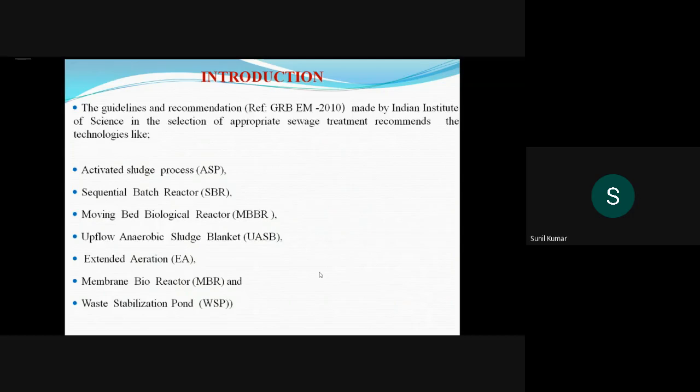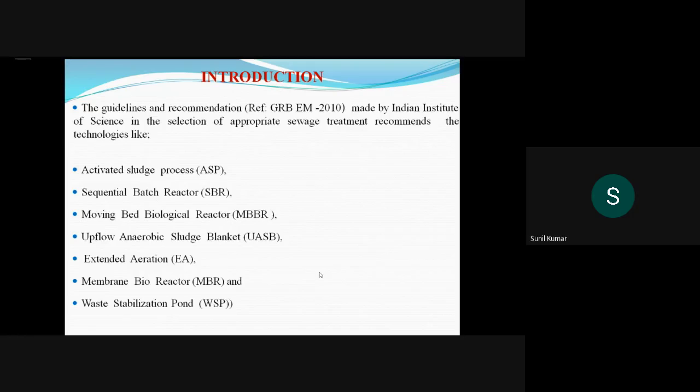Further, the Ganga rejuvenation plan, as I told you, considered several treatment plants for wastewater treatment. There is a detailed report available on the Ganga rejuvenation plans made by the Indian Institute of Science across India, and they have selected several technologies. A few among them I'm going to mention here: the activated sludge process, sequential batch reactor, moving bed bioreactor, upflow anaerobic sludge blanket, extended aeration, membrane bioreactor, and waste stabilization pond. These are the things they have recommended for the cleaning of wastewater.